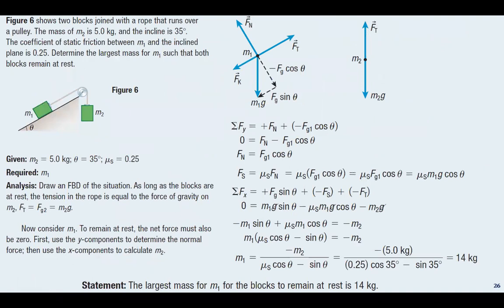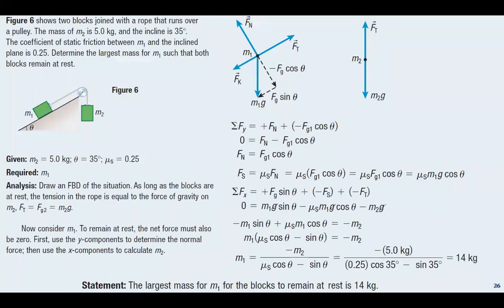So the given information is the mass of crate 2 is M2 equals 5 kilograms, theta equals 35 degrees, and mu s equals 0.25. And we want to find the mass of crate 1, right? So again, we can draw a free body diagram of this situation. As long as the blocks are at rest, the tension in the rope is equal to the force of gravity on M2. So Ft equals Fg2 equals M2g.